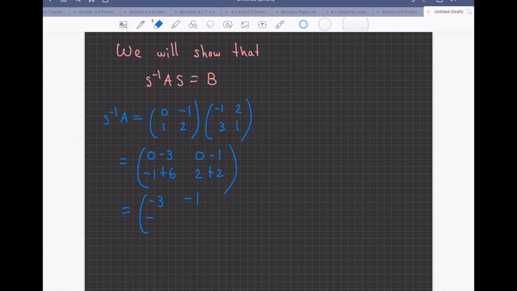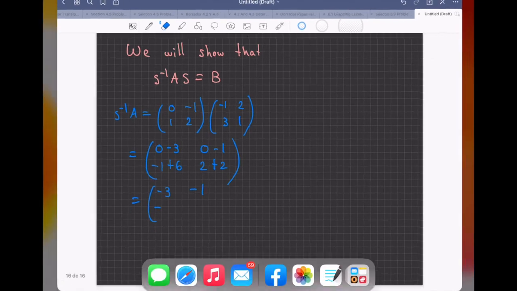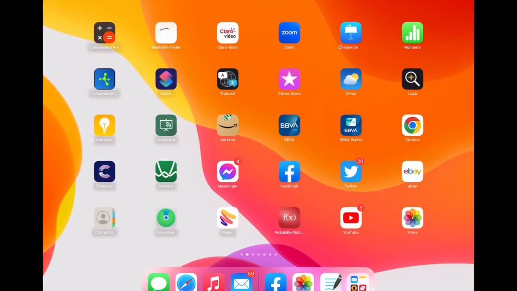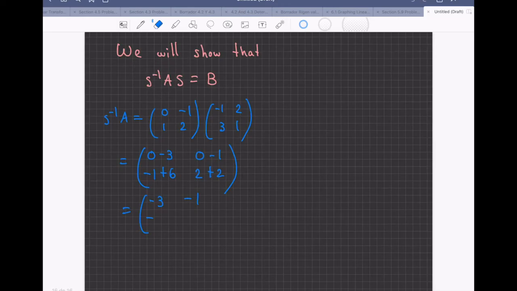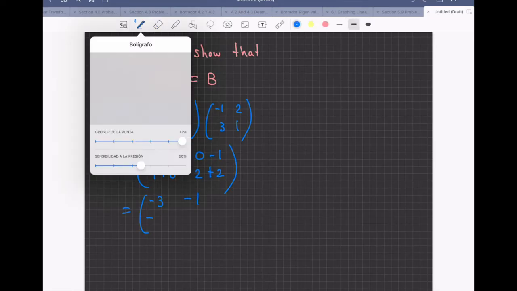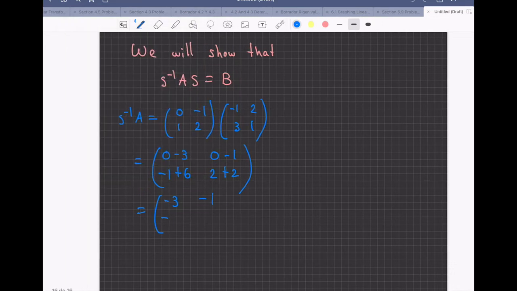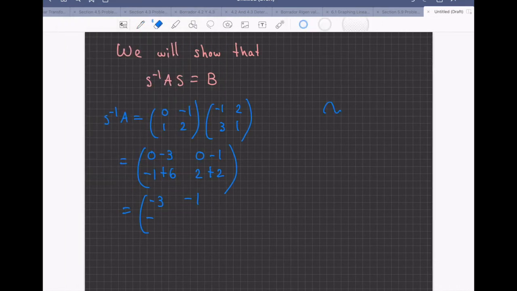It seems like the Apple Pencil stopped working. Let me see if I can close this. Oh yeah, now it worked. So it should be negative 3, negative 1, 5, and 4. So this is S inverse times A.